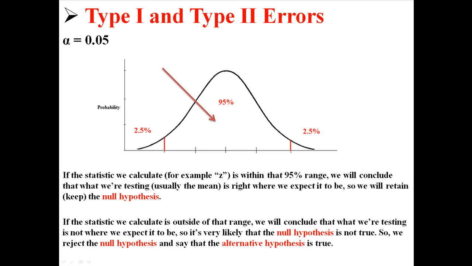Now, if the statistic we calculate is outside of that 95% range, we will conclude that what we're testing is not where we expect it to be. And so it's very likely that the null hypothesis is not true. So we're going to reject the null hypothesis and say that the alternative hypothesis is true. Basically, we're going to say, okay, the mean is in this area, and it's so unlikely for the mean to show up here that it's probably here because it is different from the null hypothesis. It's different from what we assumed it would be. So we can conclude that the alternative hypothesis is probably true. It's probably different.